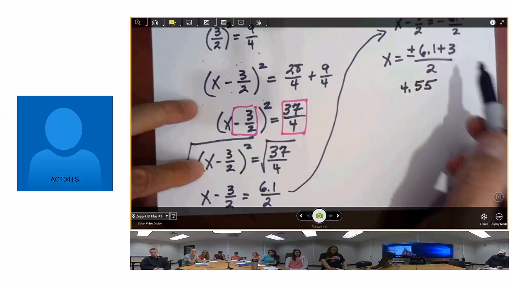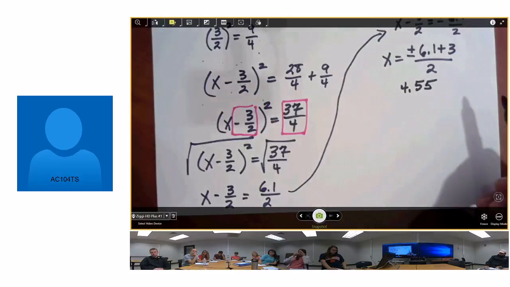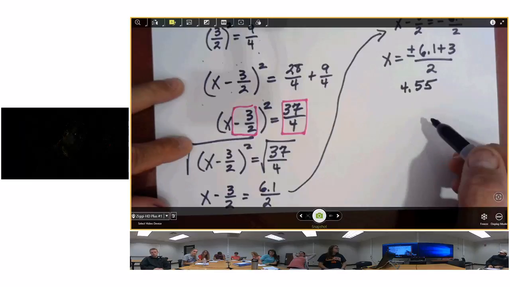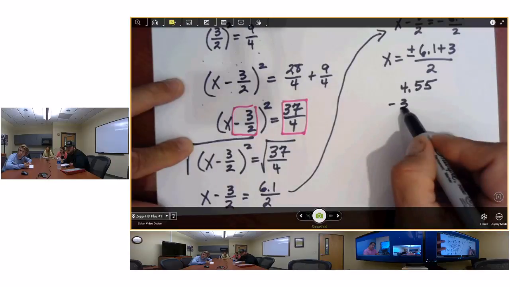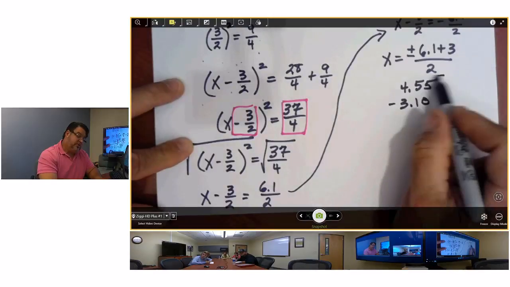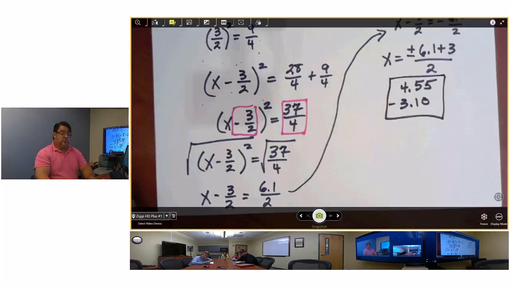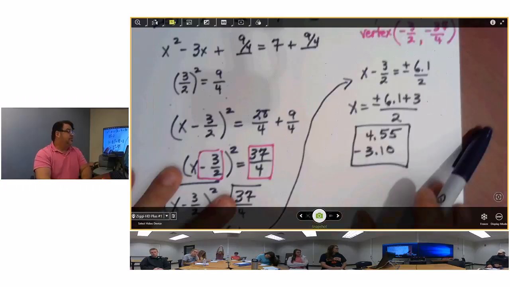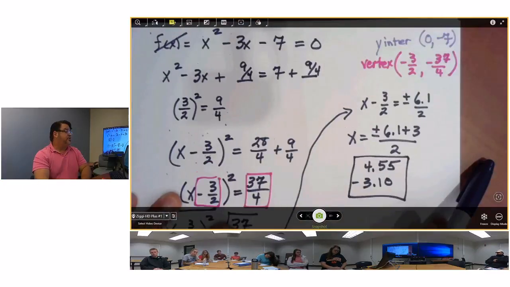You owe somebody 6.10. You give them 3. What do you still owe them? 3.10. So that'd be negative 3.10. And there are your 2 x-intercepts. Now again, that's your x-intercepts, there's your y-intercept, and there's your vertex.